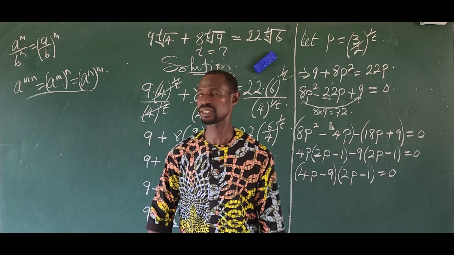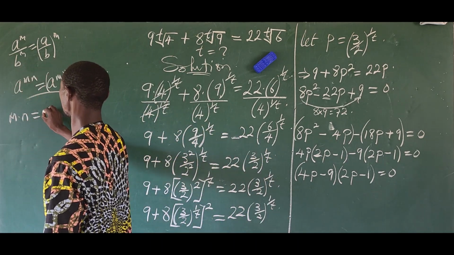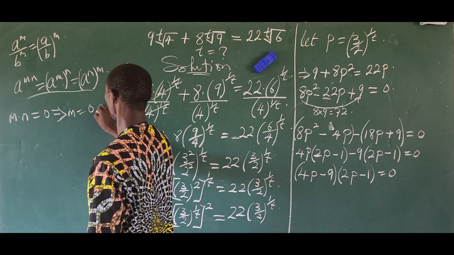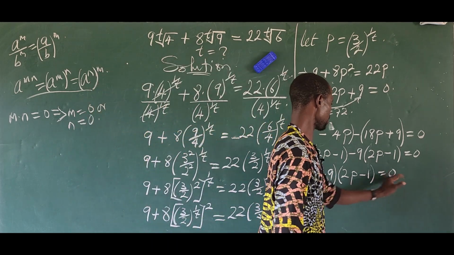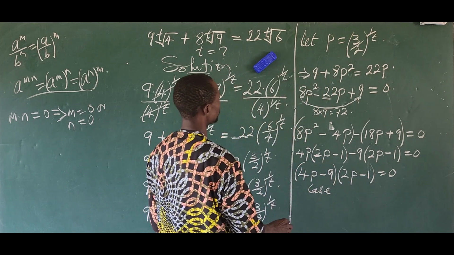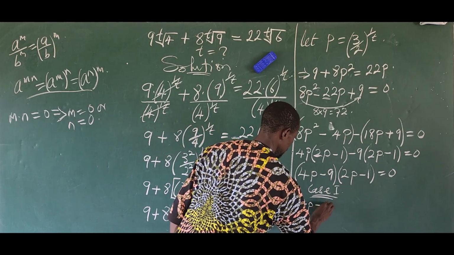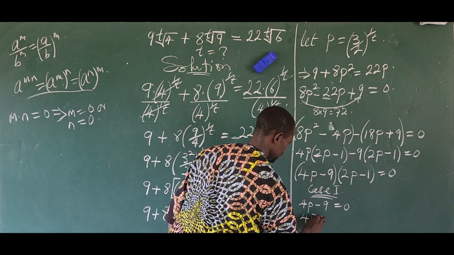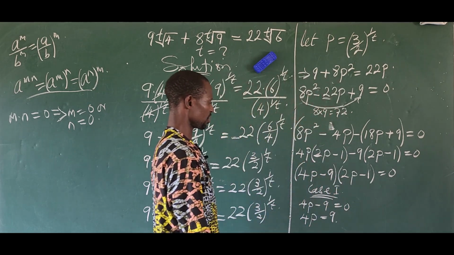Here we apply the zero product rule, which says that if m times n equals 0, then it means that m is equal to 0 or n is equal to 0. So we're going to take this to 0, take this to 0. So let's take this case here now. So we're taking case 1, right? For case 1, we're going to have 4p minus 9 equal to 0. Move this to this side to give us 4p is equal to positive 9.